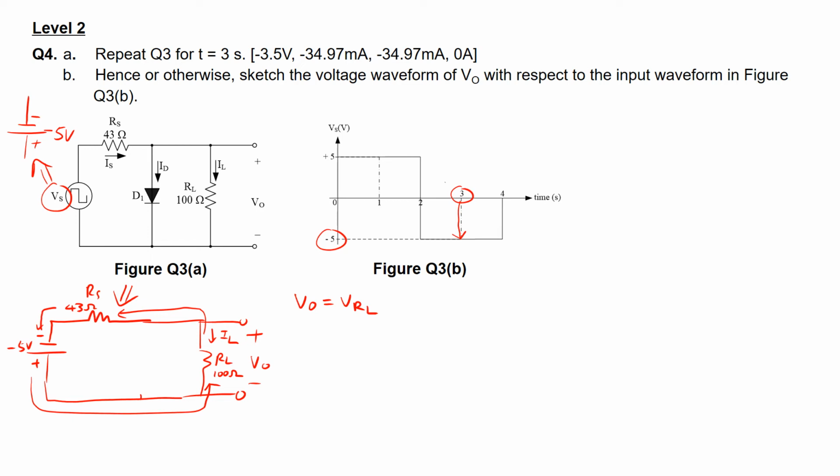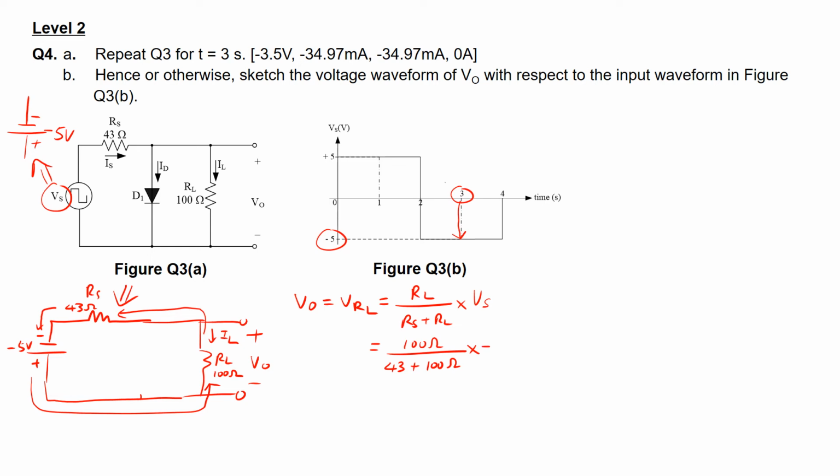Okay, and we also see that this V0, the output voltage, is in parallel with this resistor RL. To calculate the voltage across the resistor RL, since we have a series circuit, we can calculate VRL using the voltage divider rule. So the voltage across RL will be equal to RL over RS plus RL multiplied by Vs. In this case, RL is 100 ohms over 43 plus 100 ohms multiplied by Vs.